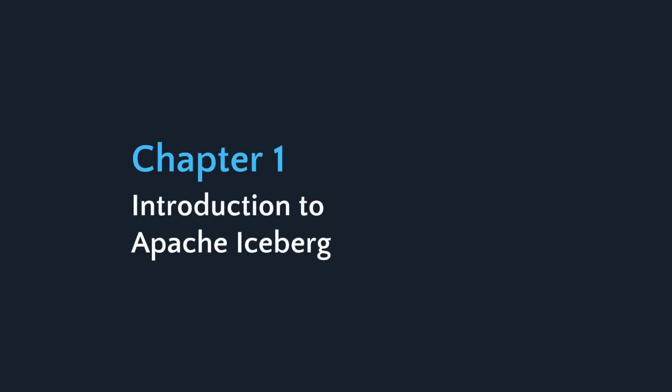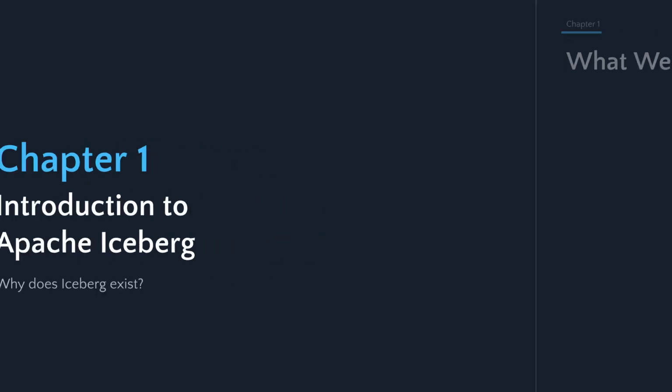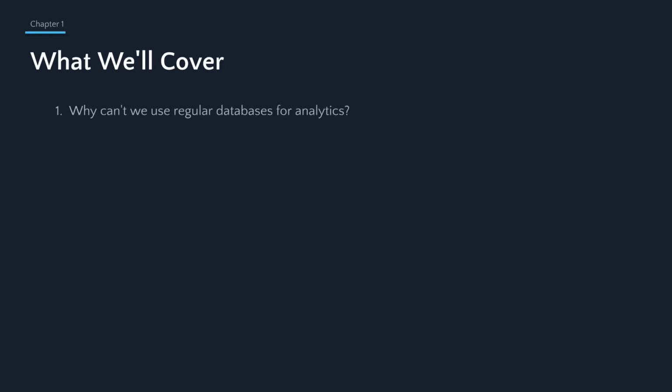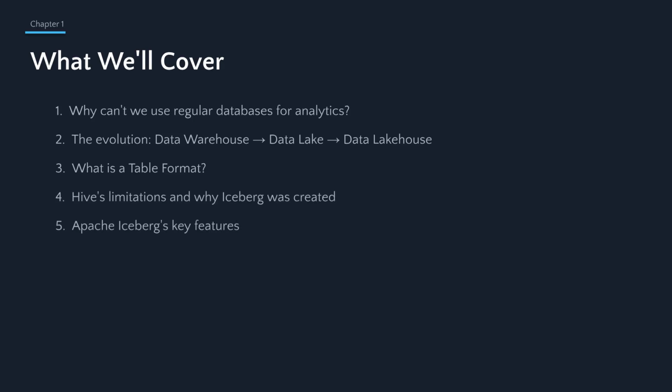Welcome to Chapter 1, an introduction to Apache Iceberg. Here we explore why Iceberg exists. In this chapter, we will discuss why regular databases aren't ideal for analytics, and the evolution from data warehouse to data lake to data lakehouse. We'll also define what a table format is, discuss Hive's limitations, Iceberg's key features, and conclude with review questions.